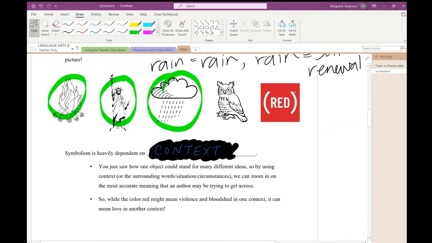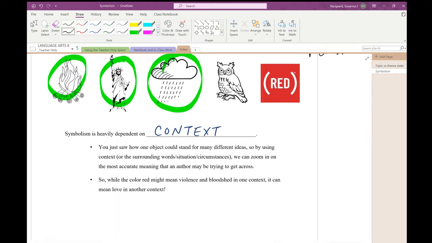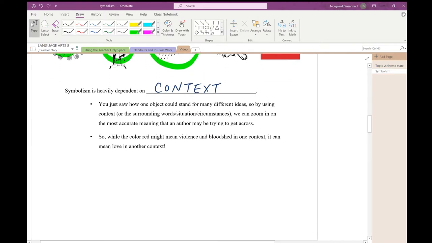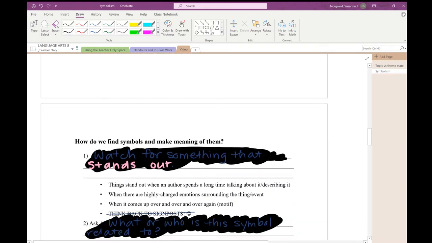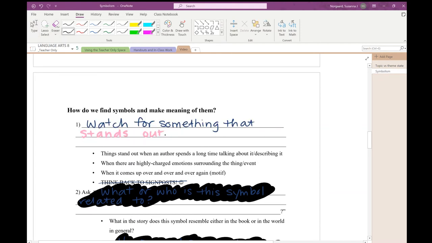So, symbolism is heavily dependent on context. So we just saw how one object can stand for lots of different ideas. How do we find symbols and make meaning of them? When we're reading a book, how do we find a symbol?